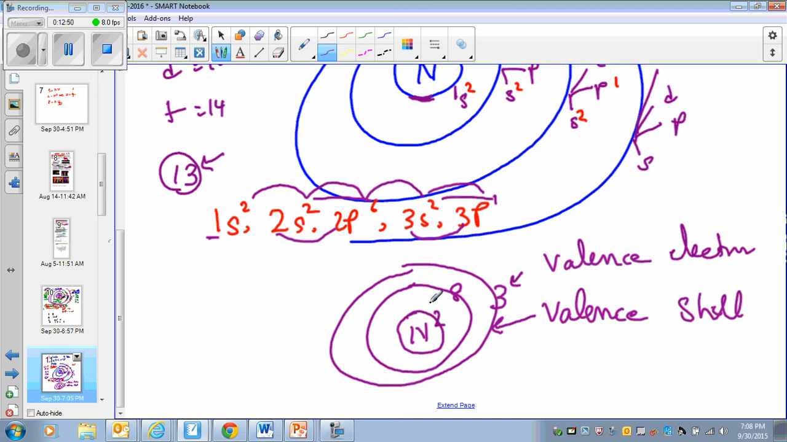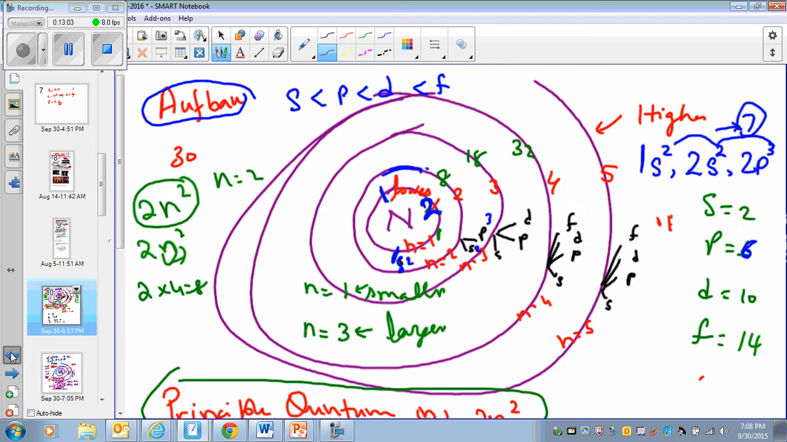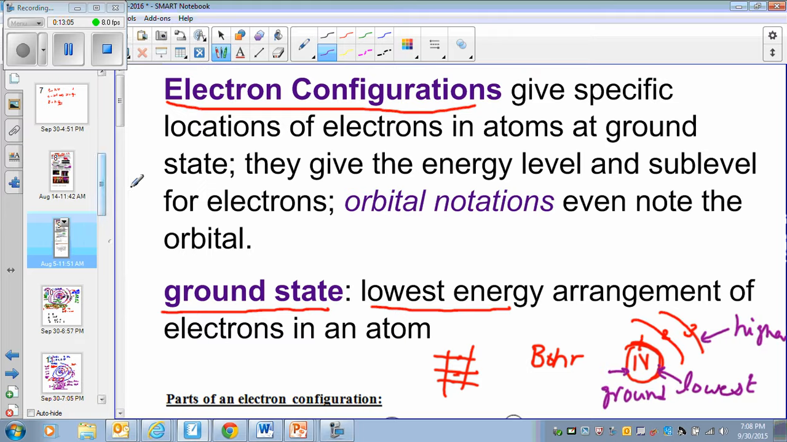All right, and whoever this element is, I don't know who this element is, but this element must be sitting in the third period of the periodic table because it has 3 energy levels around it. So this is how the electronic configuration works. So let's see what the notes tell us to do.